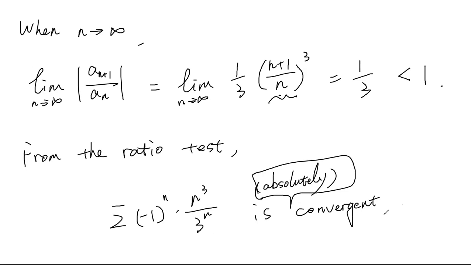Does it matter how we write the answer? Like, does it have to be absolutely convergent, or can we just put convergent? Convergent is enough because we are studying whether it's convergent or not. Yeah, it doesn't matter. You can just write convergent.